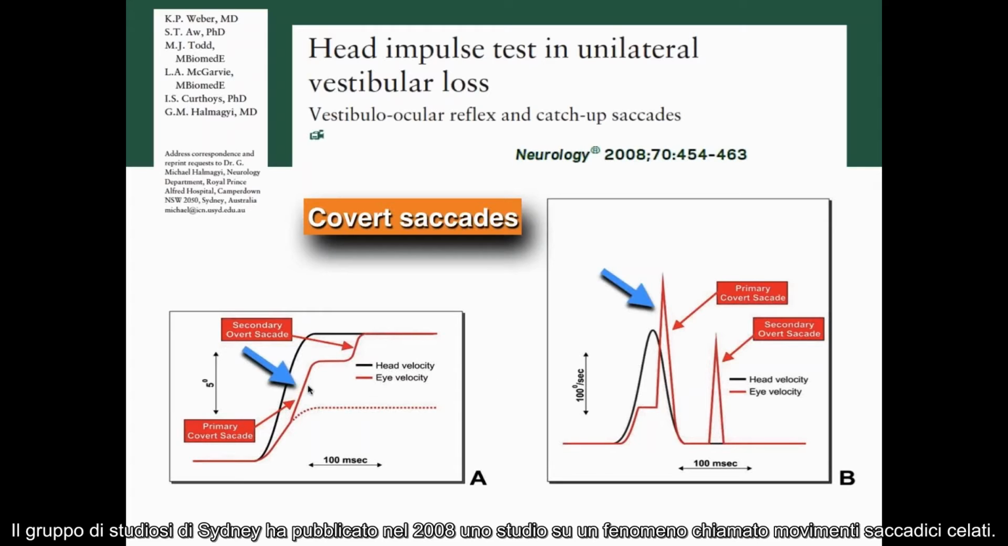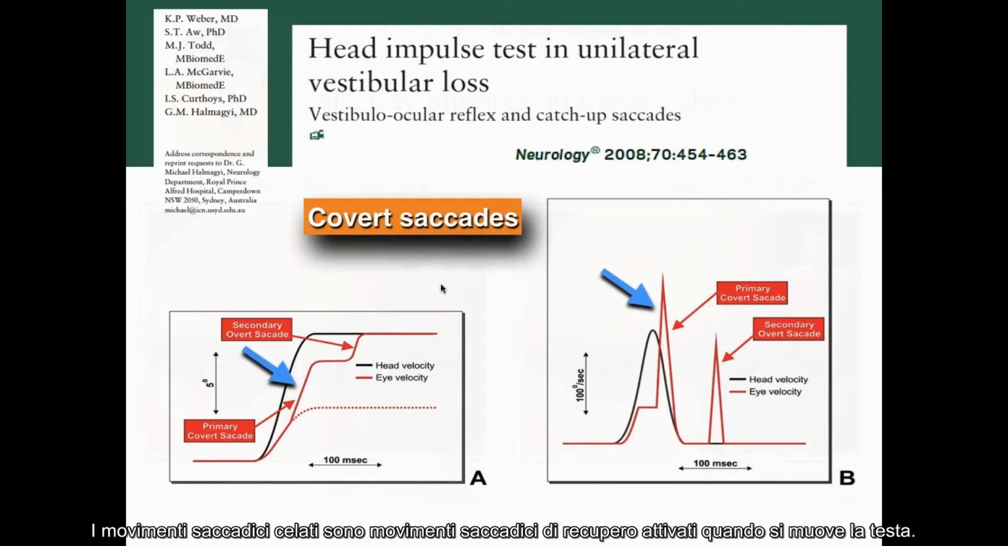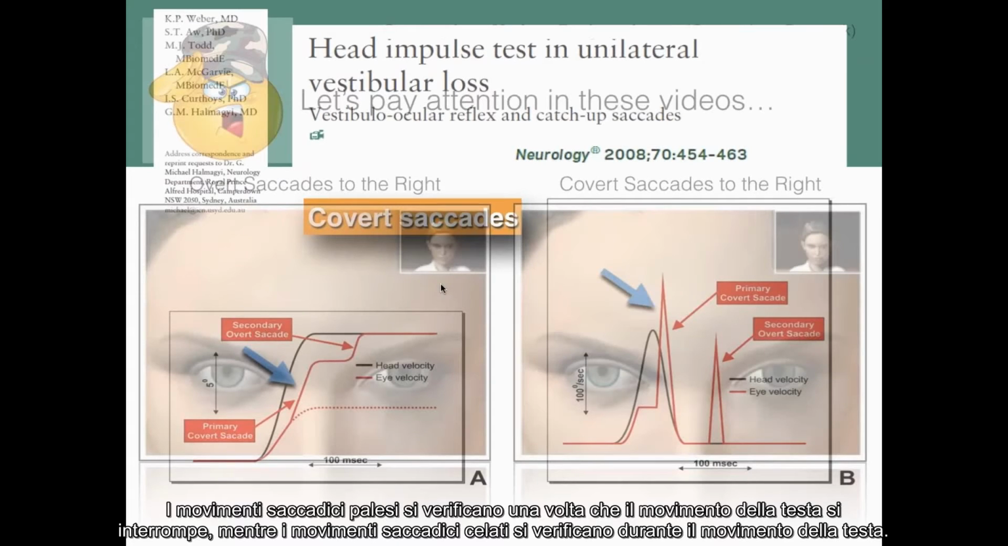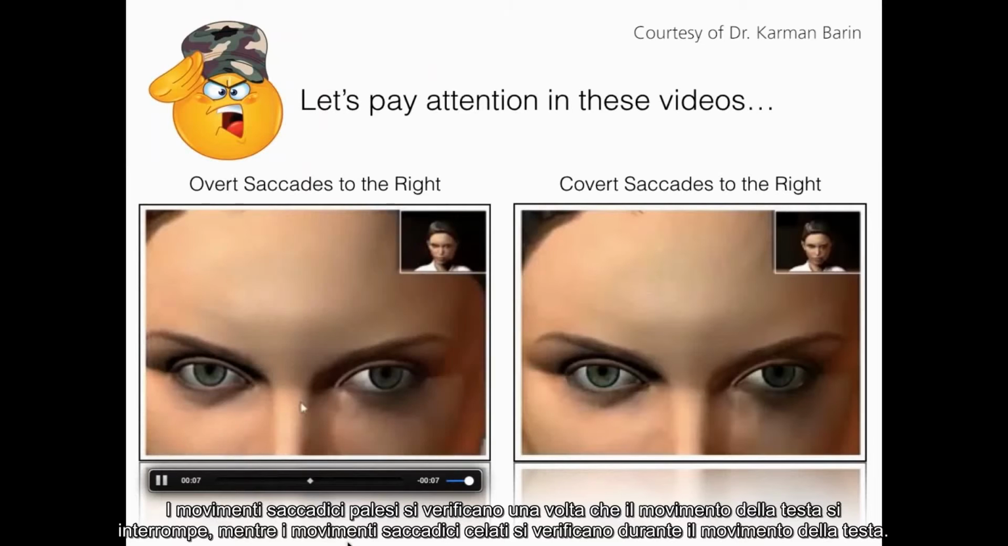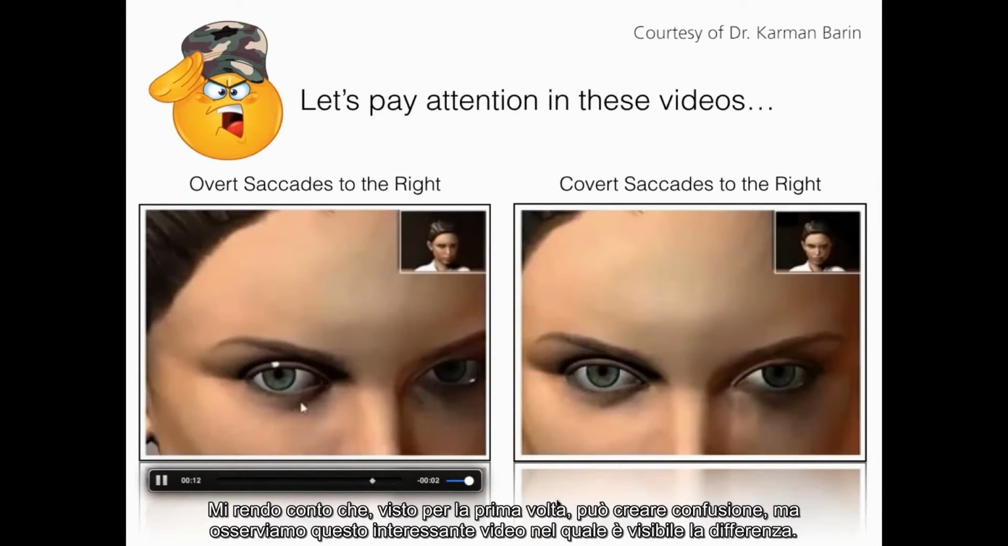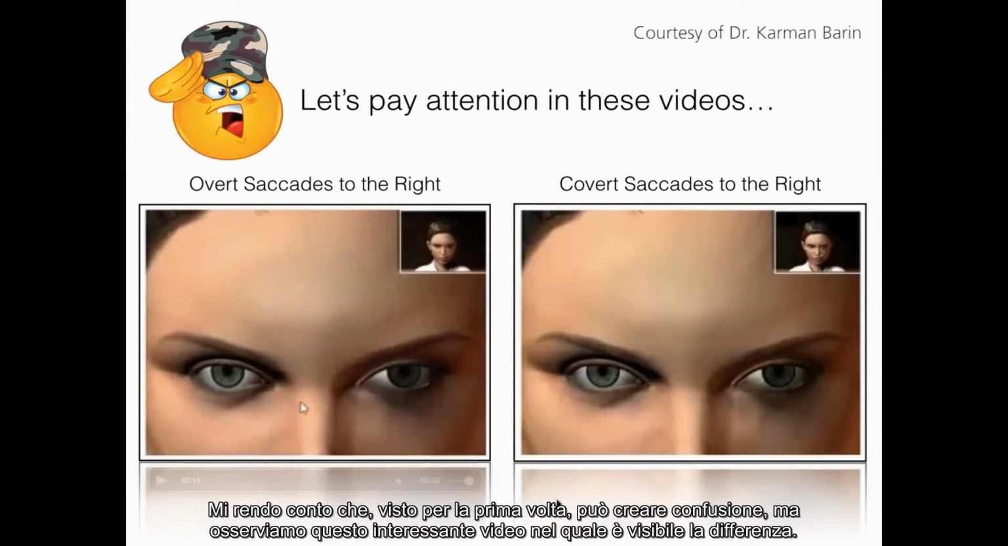But the Sydney group, Dr. Weber and Dr. McGarvie, Curthoys, Halmagyi, published in 2008 what they called covert saccades. Covert saccades are catch-up saccades that are triggered while you move your head. You have the overt saccades, which happen after the head stops, but you still have some saccades here that are triggered while you're moving your head. I know that the first time we look at that it sounds confusing, but it's not.